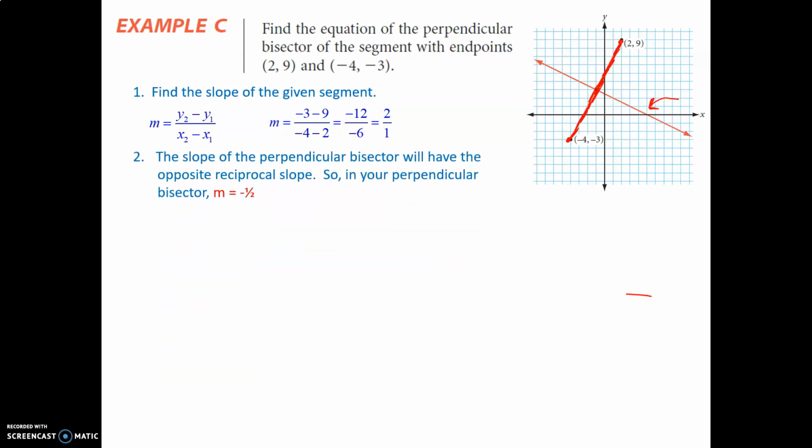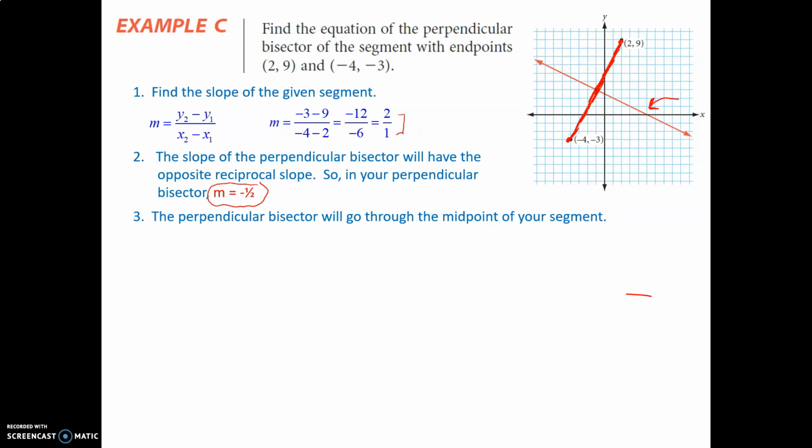Then I find the slope of the perpendicular bisector. It's going to be the opposite reciprocal slope, because two lines that are perpendicular have opposite reciprocal slopes. So that's why I left this as 2 over 1. Because now to find the slope of the perpendicular bisector, I'm going to flip those, take the reciprocal of them to be 1/2, and I'm going to change the sign from a positive to a negative. So the slope of my perpendicular bisector, my m of the perpendicular bisector, is -1/2.